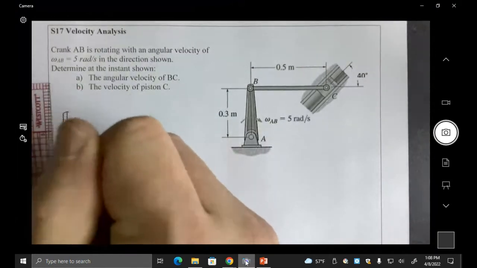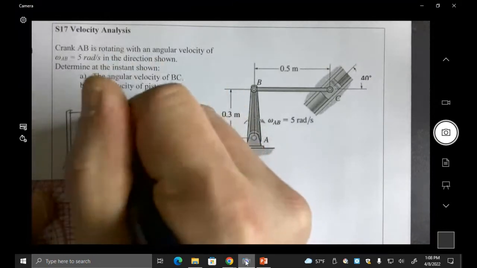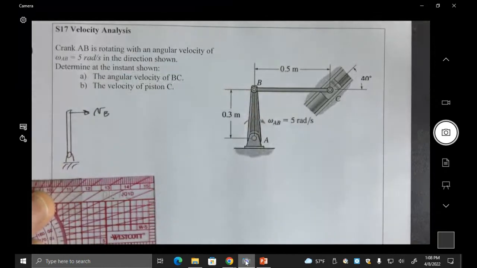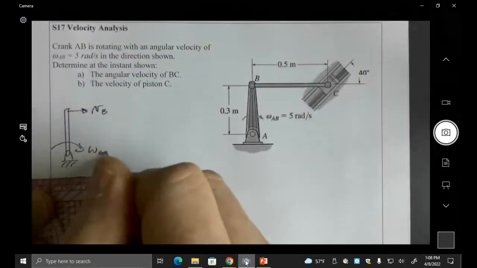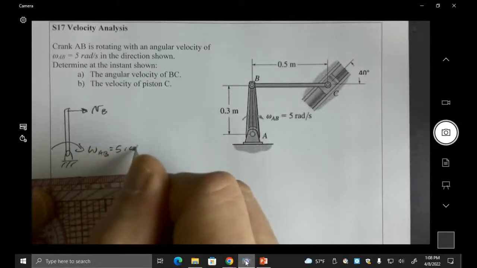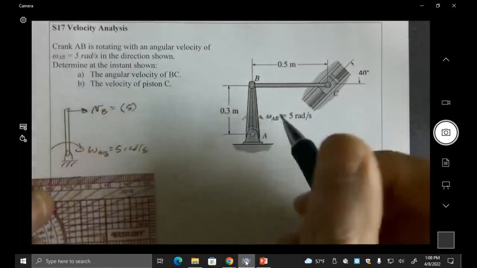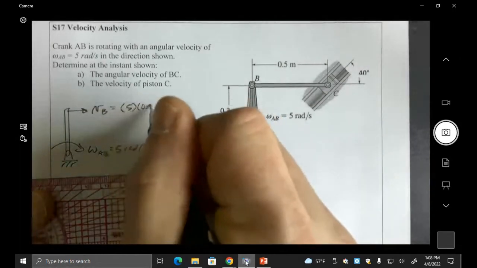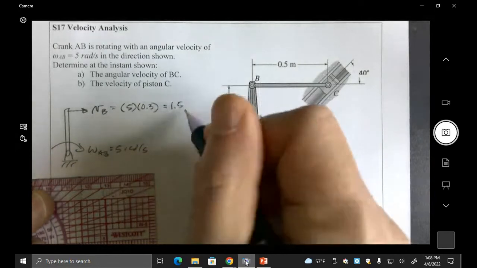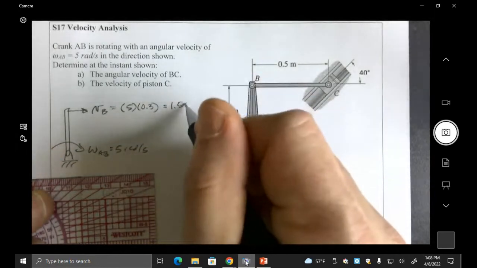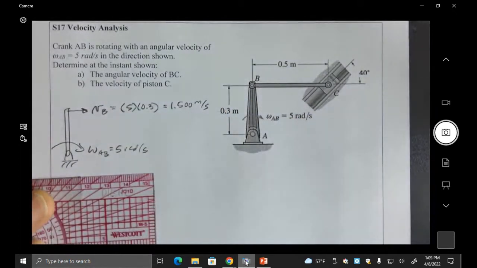Let's get this velocity first. We get this one. The velocity of B. Get that angular velocity of 5 radians per second. So V is just going to be 5 times 0.3. I think I could do that in my head, but I just went ahead and peeked, showing a distinct lack of confidence.